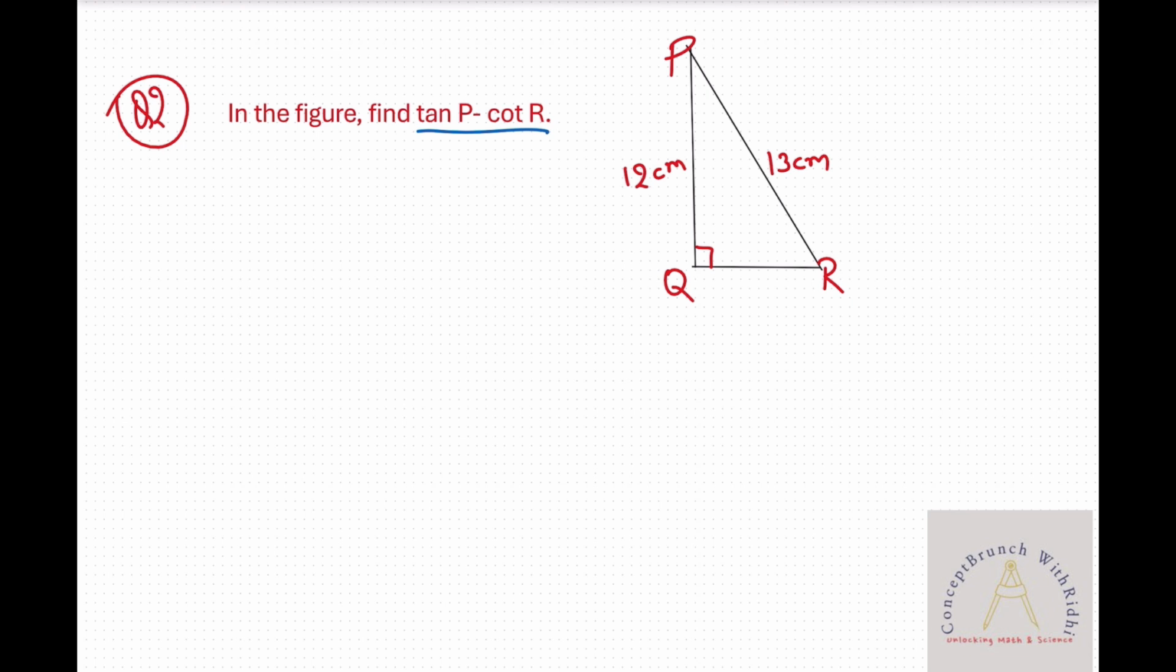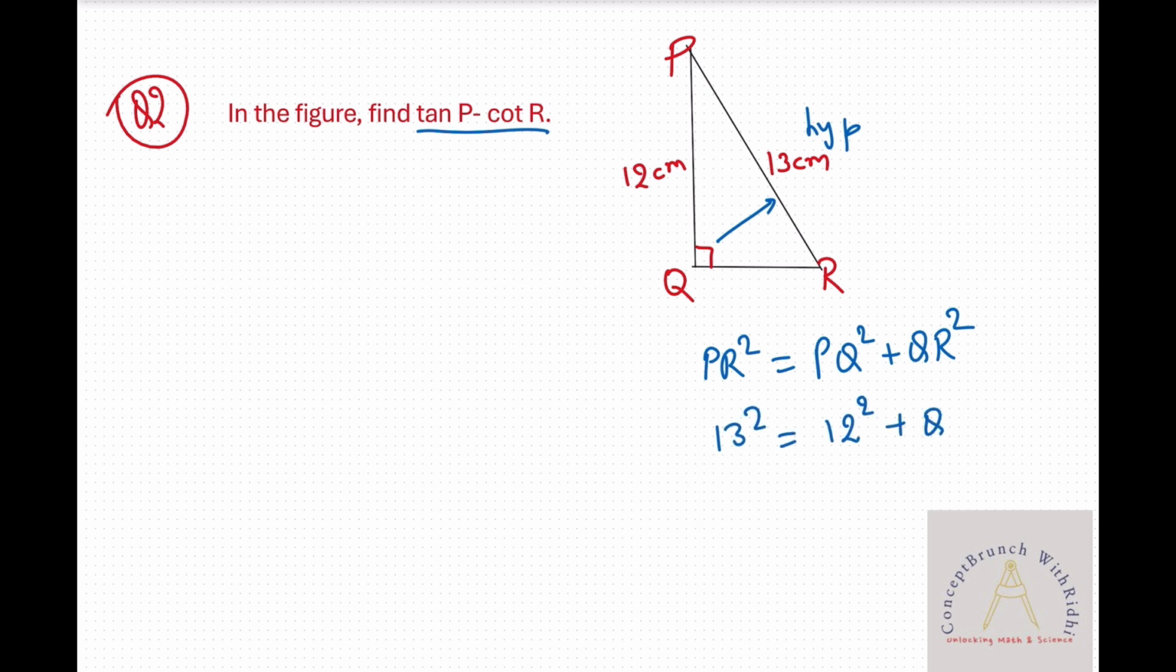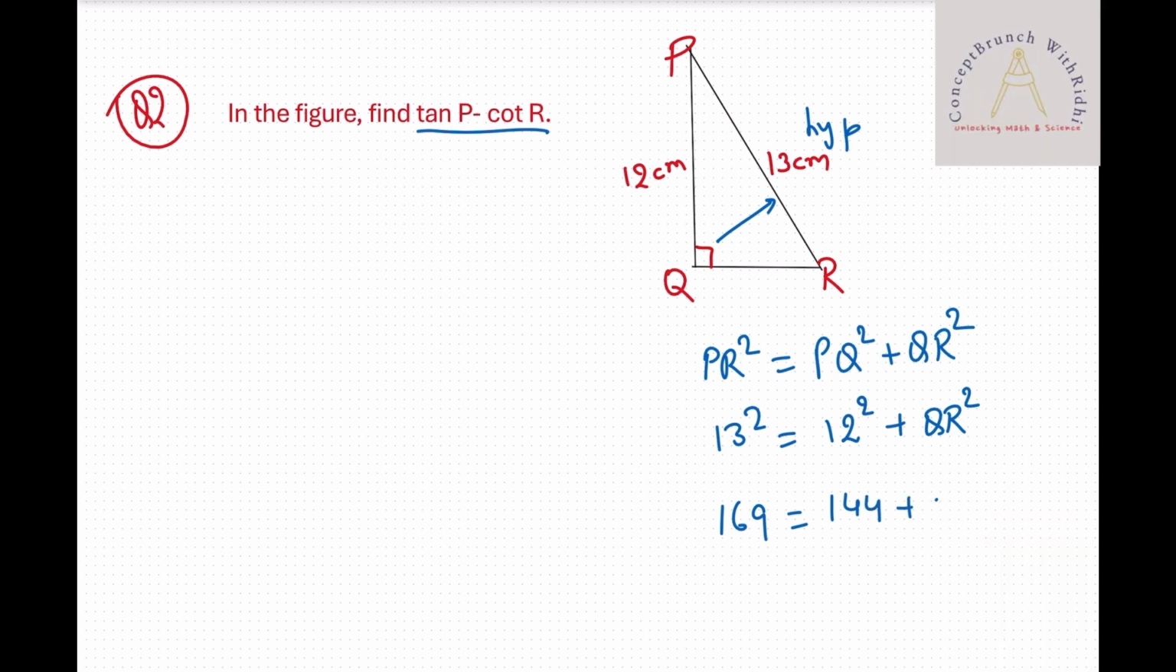Before the 90 degree, this is your hypotenuse, correct? According to the Pythagoras theorem, PR square is equal to PQ square plus QR square. PR is 13, so 13 square equals 12 square plus QR square, where QR is missing. So 13 square is 169, which equals 144 plus QR square. From here we can write QR square is equal to 169 take away 144.